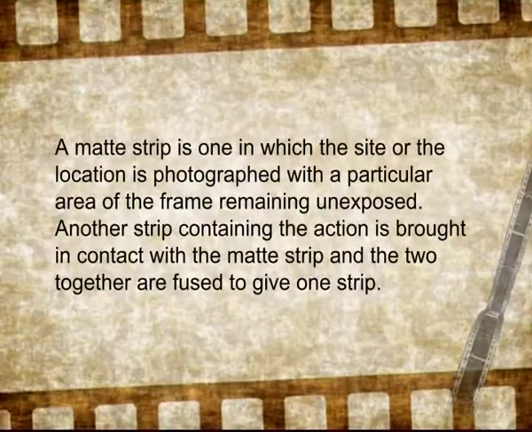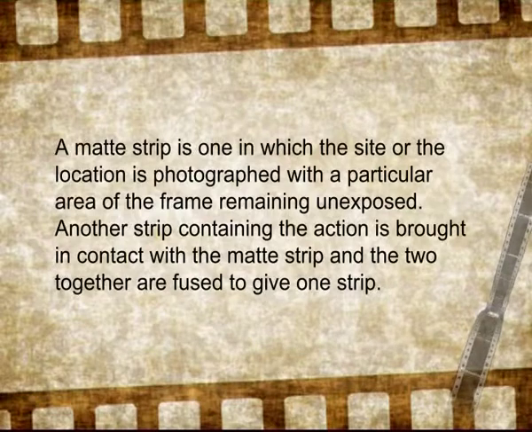Next to the projection system is the matte process. A matte strip is one in which the site or the location is photographed with a particular area of the frame remaining unexposed. Another strip containing the action is brought in contact with the matte strip, and the two together are fused to give one strip.